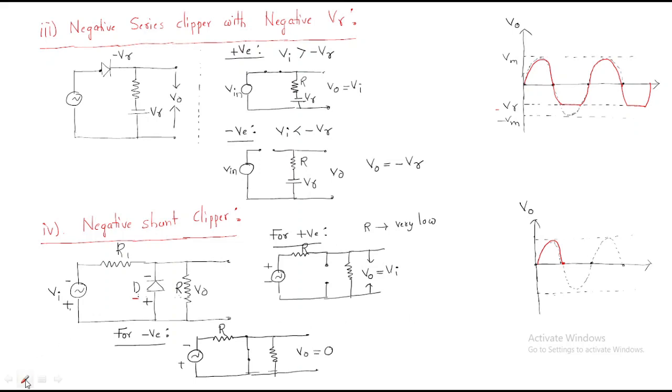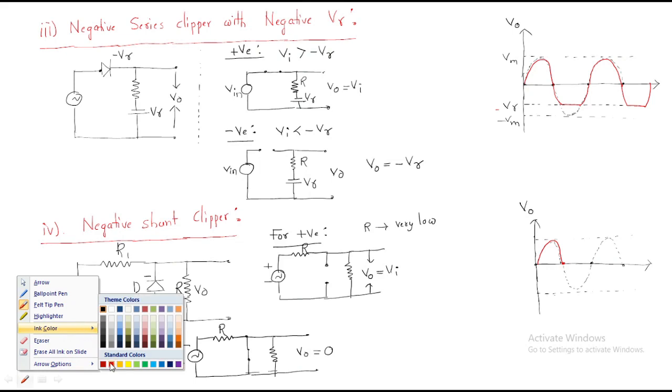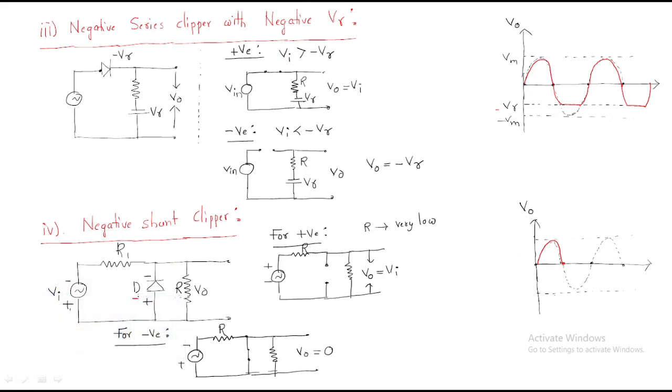Output V0 is 0 means it shows the output voltage. Same as the input voltage, it shows the positive wave and it shows the 0 voltage. Okay, this is for the negative shunt clipper.